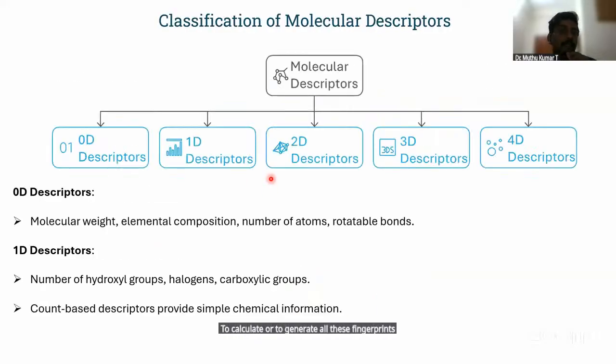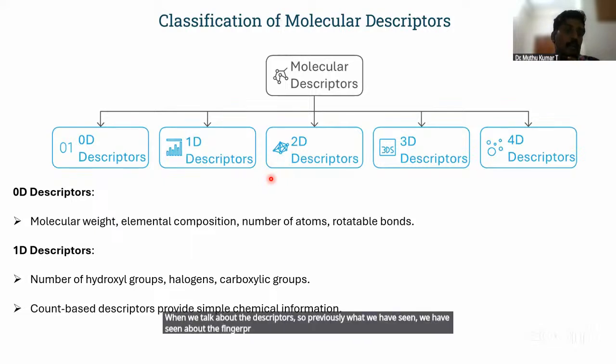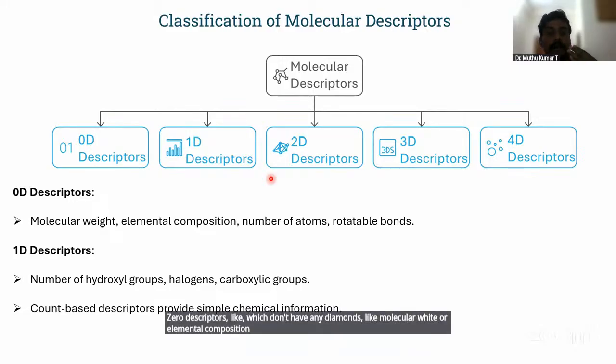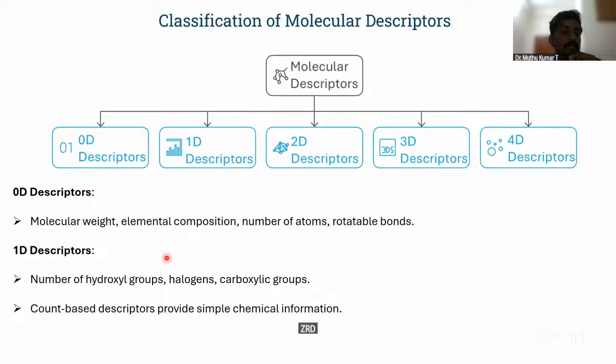So when we talk about descriptors, previously we saw fingerprints like zeros and ones. Here we have the molecular descriptors. What is meant by a molecular descriptor? It has different types: 0D descriptors, which don't have any dimensions, like molecular weight, elemental composition, how many atoms are present in a particular molecule, or how many rotatable bonds are available. That comes under the 0D descriptors. Then we have the one-dimensional descriptors, which have the number of hydroxyl groups, carboxylic groups, something like that.